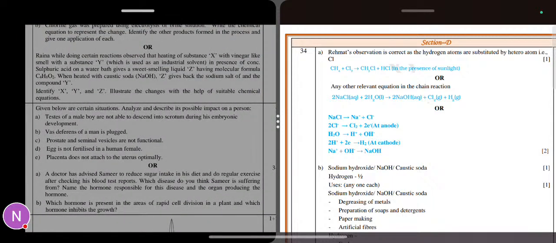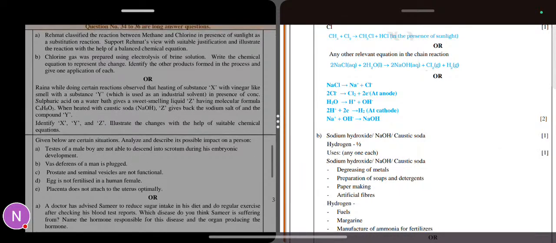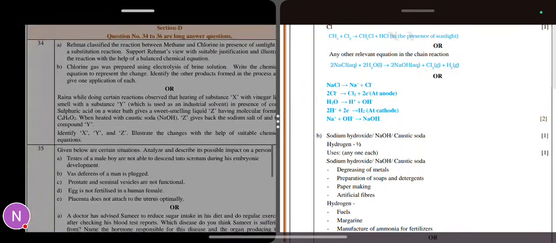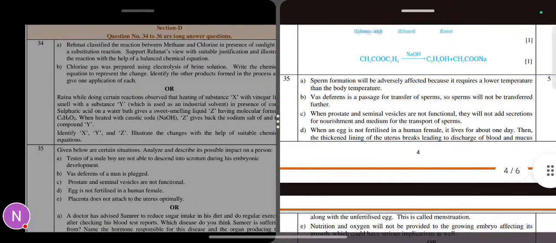Next, 35th question. Given below are certain situations, analyze and describe its possible impact on a person. A. The testes of a male boy are not able to descend into the scrotum during his embryonic development. So sperm formation will be adversely affected because it requires a lower temperature than the body temperature.